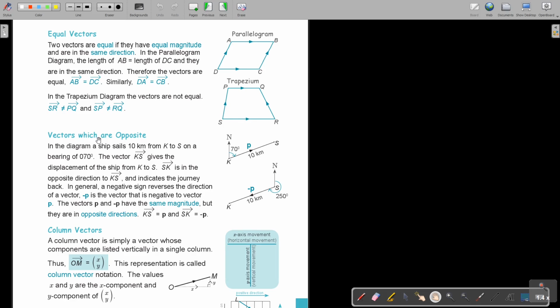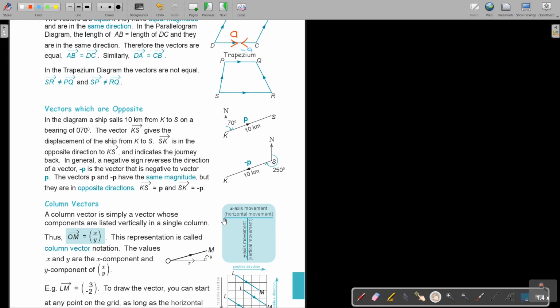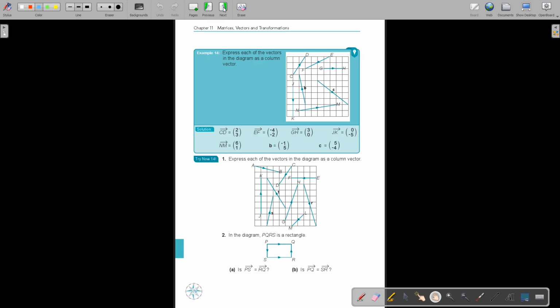Okay, vectors which are opposite, can I just show? If, for example, they call this A in this direction, if I want to change that direction around, then I will call it negative A. So I'm just changing it to the opposite direction, and there I indicate it to you. And then usually they can also write it as a column vector. And can you remember I used my T? So the value of the horizontal movement is on top, the vertical is at the bottom. Okay, just very, very briefly through these very basics.